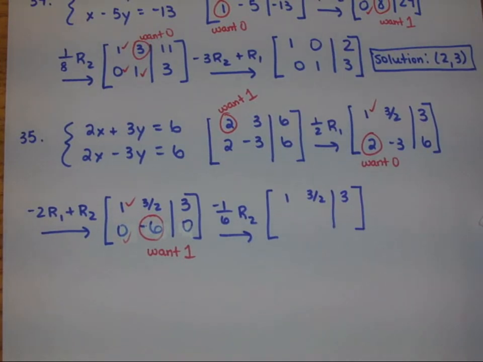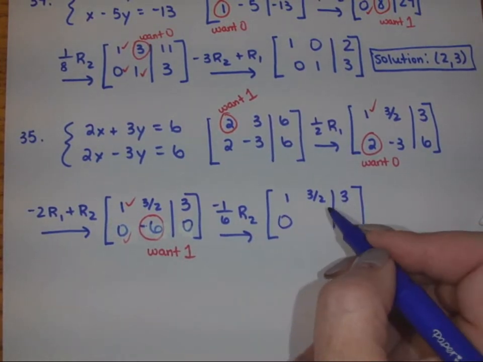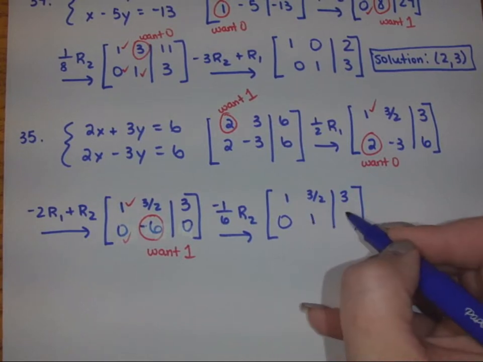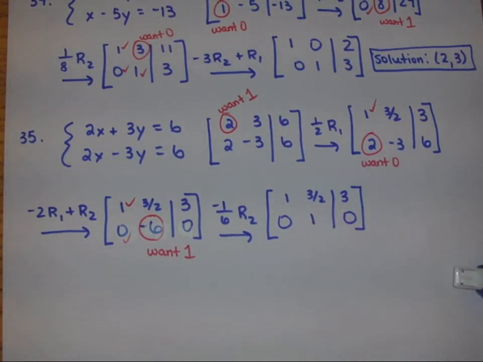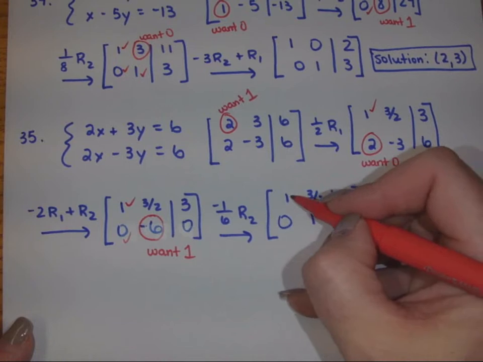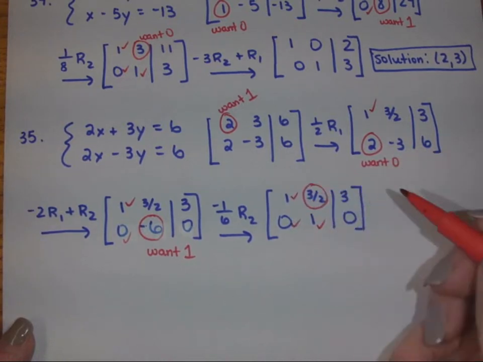So basically just divide everything by negative 6. So 0 divided by negative 6 is still 0. This is going to be 1. 0 divided by negative 6 is 0 again. So notice, every step we're getting closer to what we want, right?